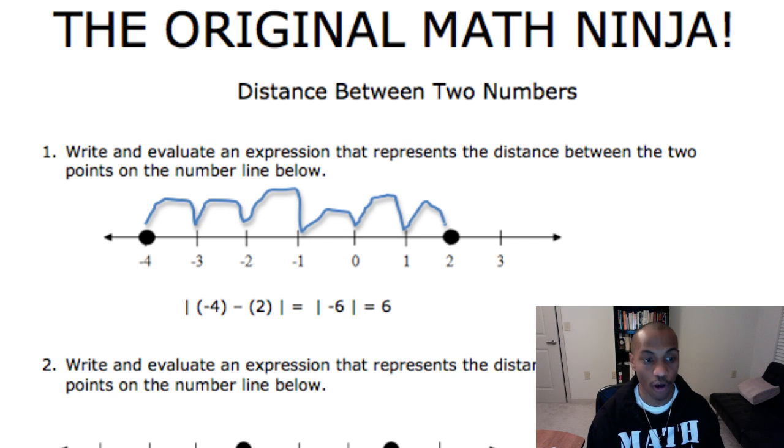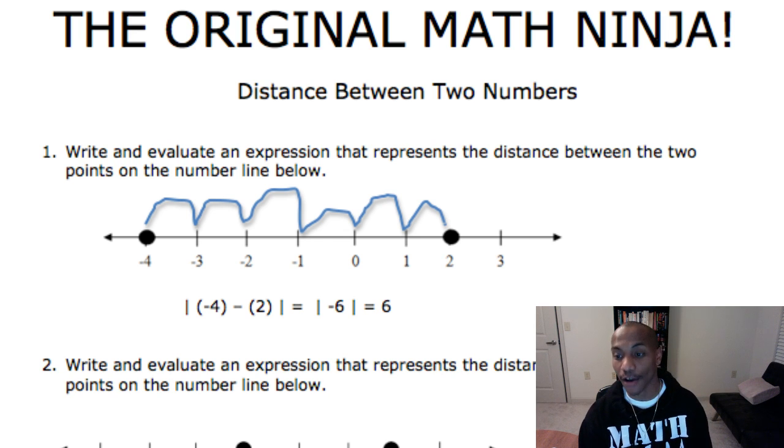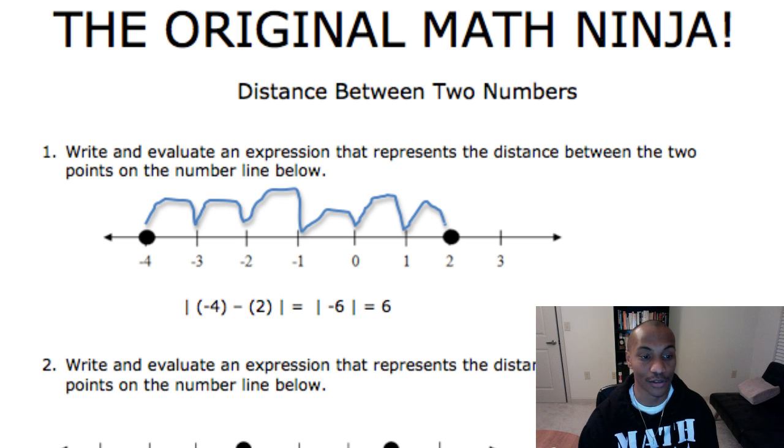So overall, we can calculate the distance by counting. We counted 6 spaces between -4 and 2. And we can find it by doing the absolute value of the difference between the 2 points, which gives us 6 as well. So the distance between -4 and 2 is 6, and we were able to calculate that with our formula as well. Now let's do this one more time.